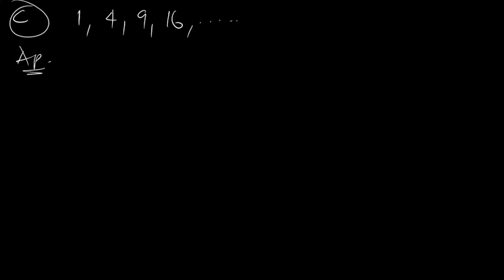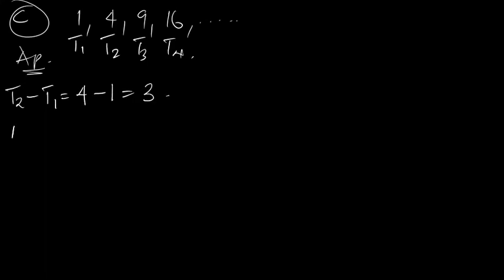So now let's look at the common difference. Now let's say here is still 1, the first term, the second term, the third term, and the fourth term. Now let's look for the common difference. Let's say the second term minus the first term will give you what? 4 minus 1. This is 3. The third term minus the second term is equal to 9 minus 4, which is what? 5.